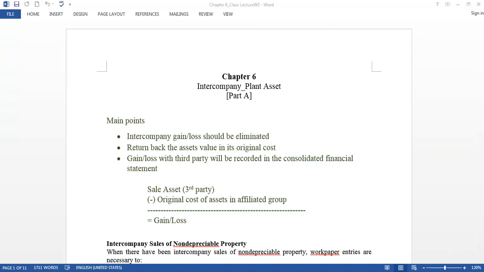Hello everyone. So today we are going to start a new chapter, and the title of this chapter is Intercompany Sales. Intercompany sales. So we are going to see it from the perspective of plant assets.